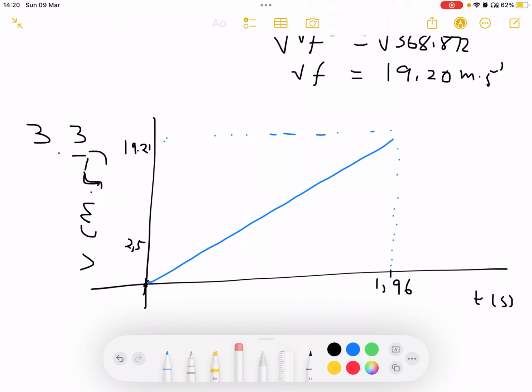Then the next one started here at 2.5, then went parallel all the way up to here and hit the ground at 1.96. One thing I am not including here is that this is for ball P, because ball P was the one that had an initial velocity of 2.5 meters per second, and ball Q is the one that had a velocity of 0 when it started. And then when it hit the ground, it was here.